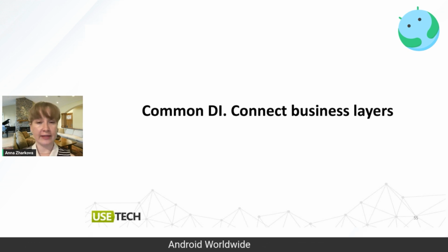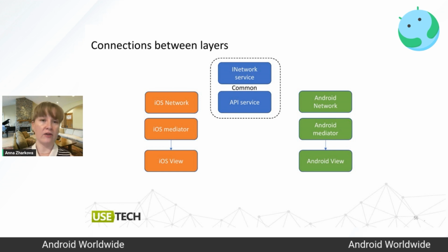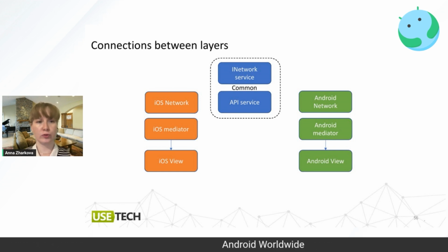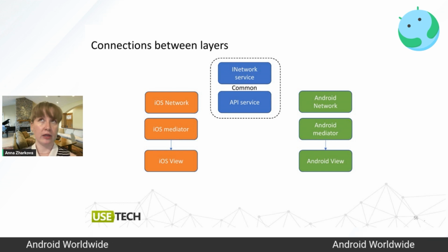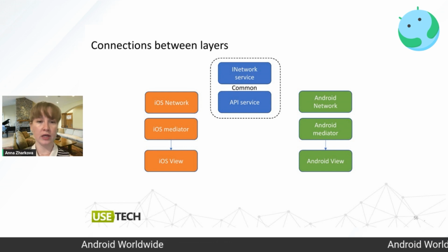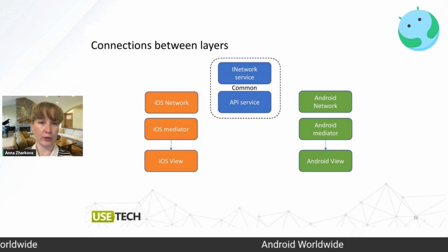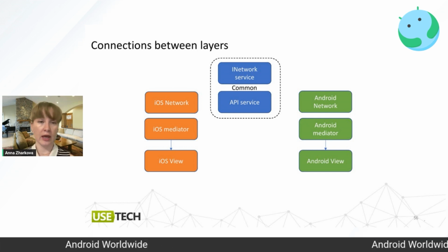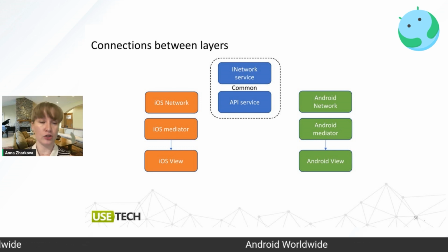We need to connect our business layers. For example, we have our network service and API service. Of course, we could create it every time, but when we have different requests and different services that work with one network service, it could lead to different errors because we would recreate the network client once again, and there could be a loss of responses from our requests. So here is what we have at first. We have separated network and network Android, different mediators and different views, and just common logic that is not bound correctly.